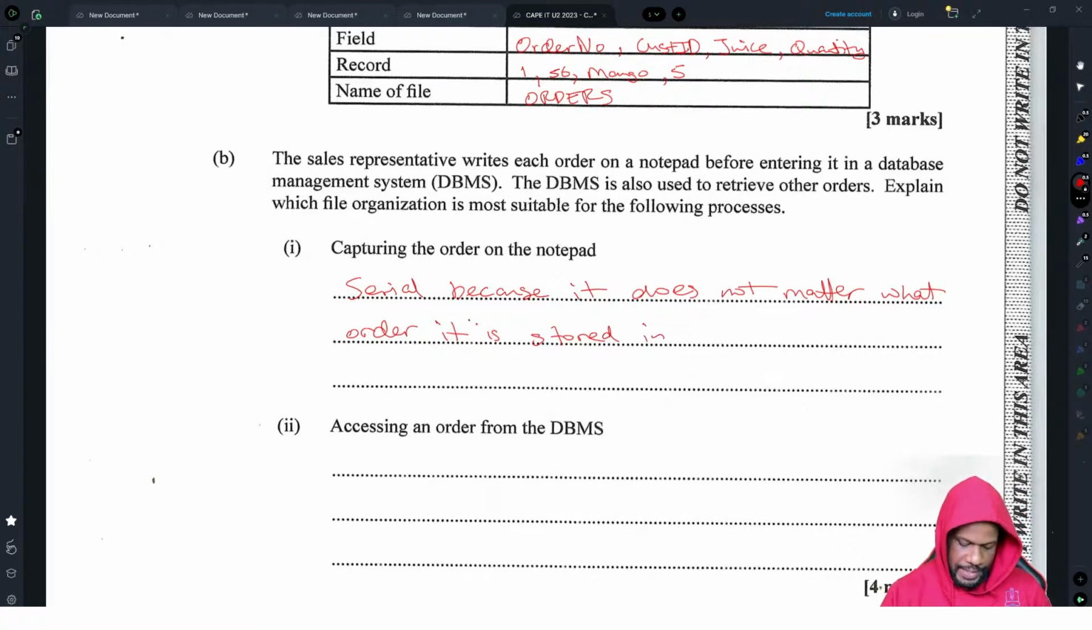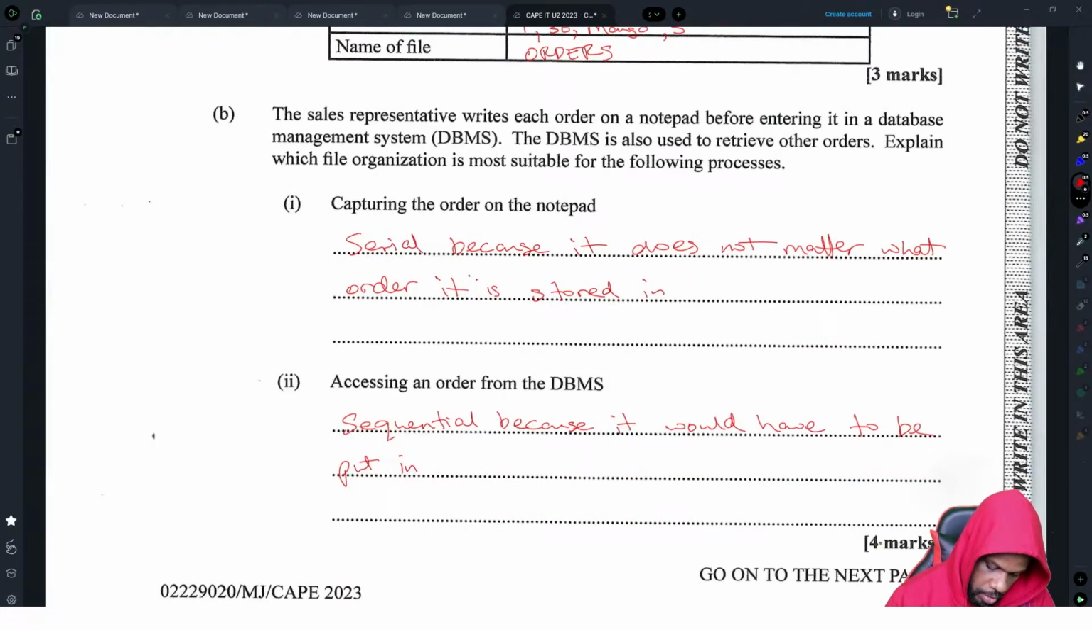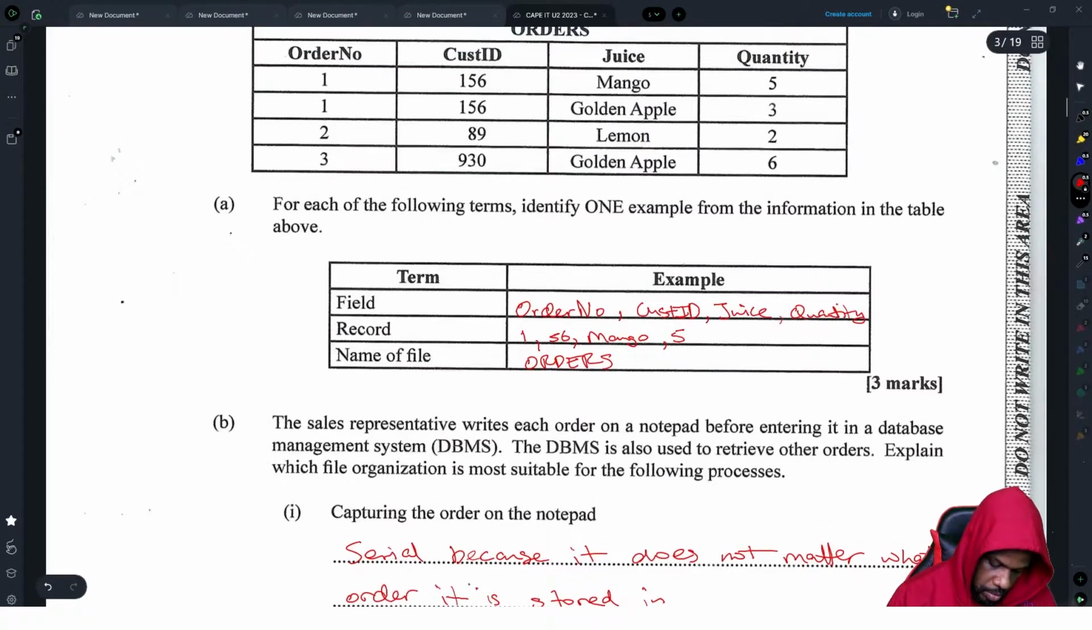Good. Accessing the file from the DBMS would be sequential, because it would have to be sorted in numerical order by order number.